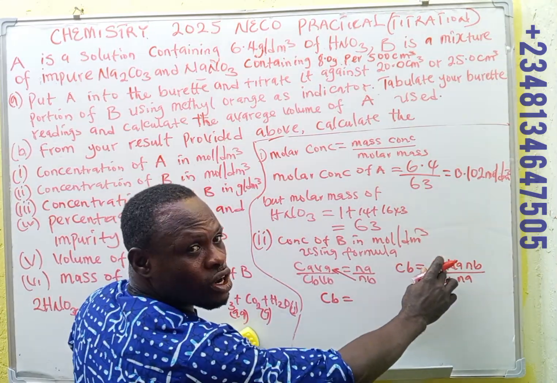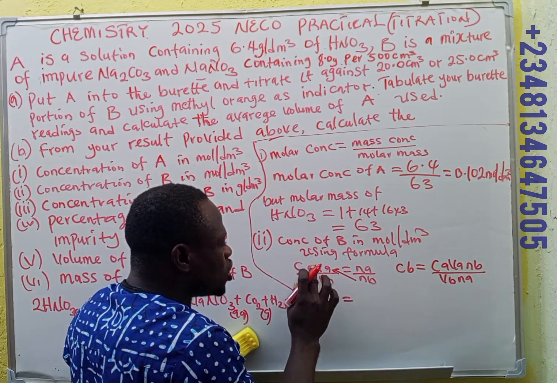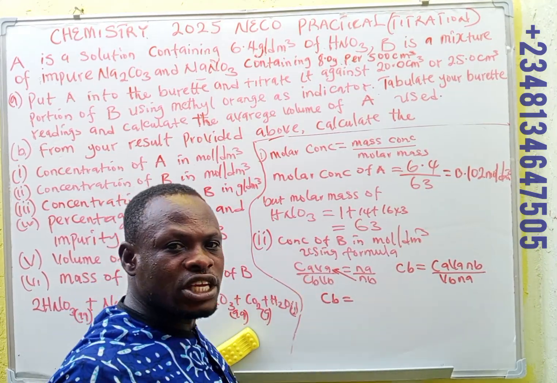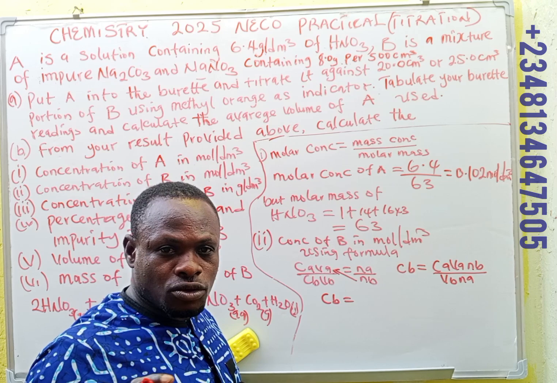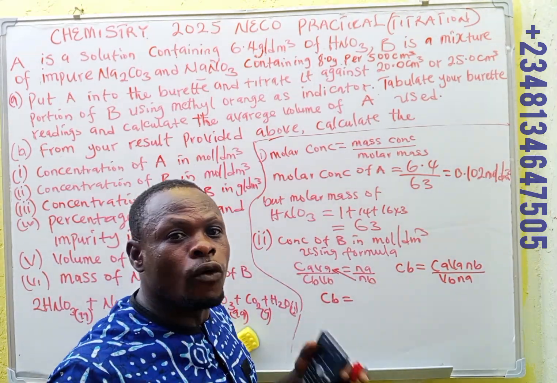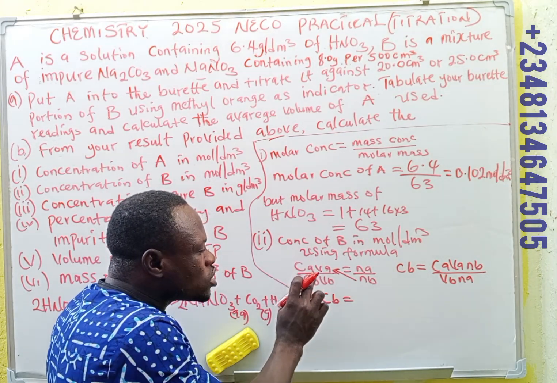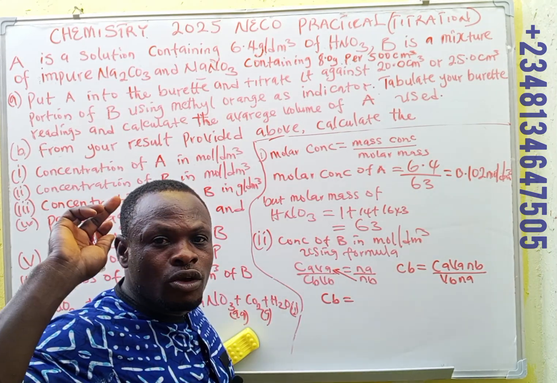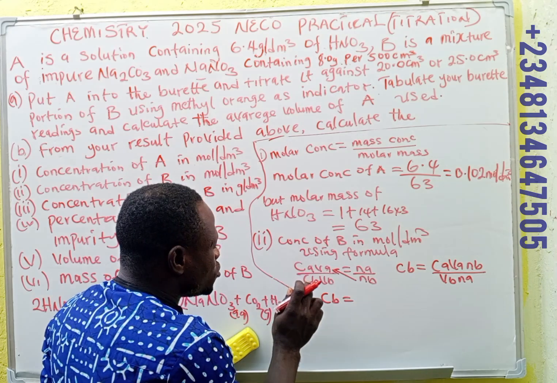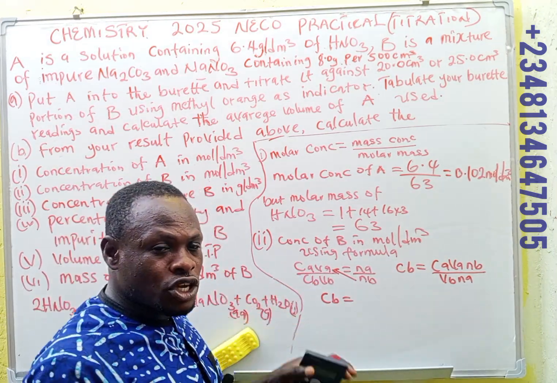What is your concentration of acid? Look at it here. With this formula you use, any concentration is always given in moles per dm cube. Don't come and use the concentration in grams per dm cube and put it here. You know you will fail. So use this formula: Ca here must be in moles per dm cube, Cb here must be in moles per dm cube. Don't use grams per dm cube.